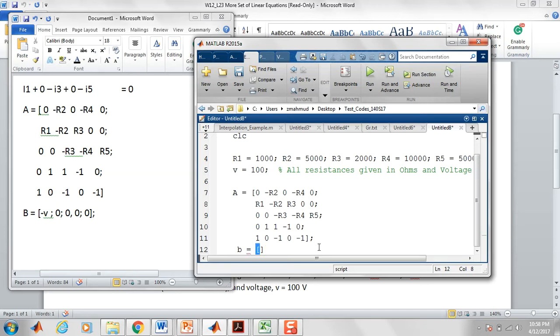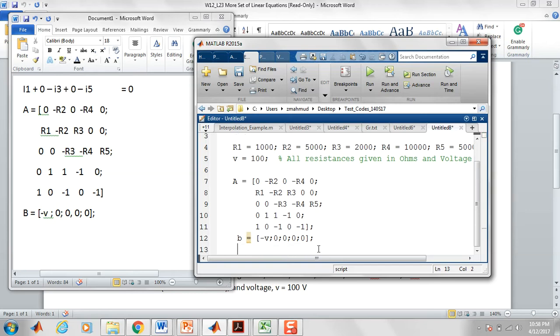So B is given here, it's negative V, and then I can put a semicolon, and then 0, then semicolon 0, semicolon 0. So there are 4 of them, and one more, semicolon 0. Oops, I believe that's now right. 1, 2, 3, 4, 5. Okay, so all 5 of them. So now A and B are all created.